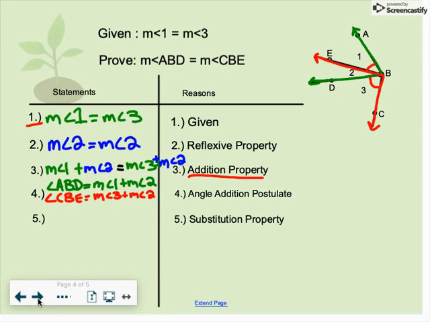And then our last one, we're just substituting these in. If we look at step 3, step 3 says that the measure of angle 1 plus the measure of angle 2 is equal to the measure of angle 3 plus the measure of angle 2. And if we look at step 4, notice both sides of that equation are part of our step 3, so we can now say that the measure of angle ABD is equal to the measure of angle CBE. All we're doing is taking these parts. Since they're equal to each other, we can substitute in the angle and say these angles are now equal to one another.